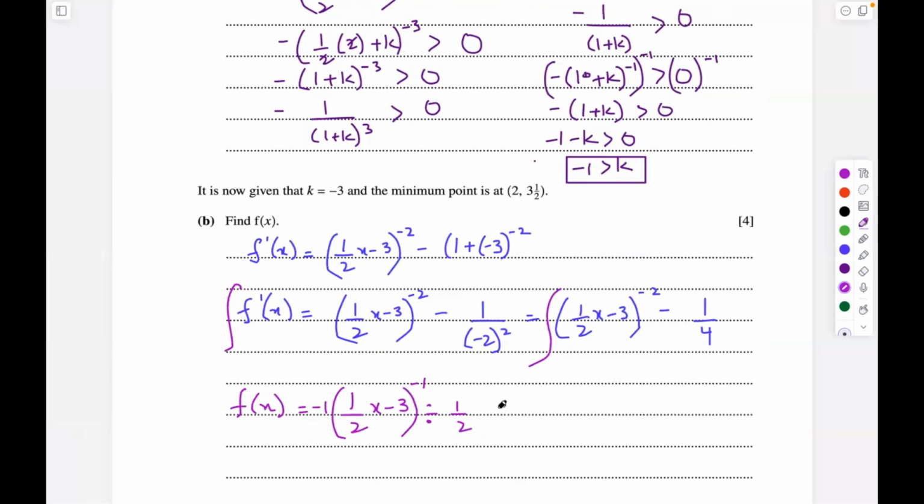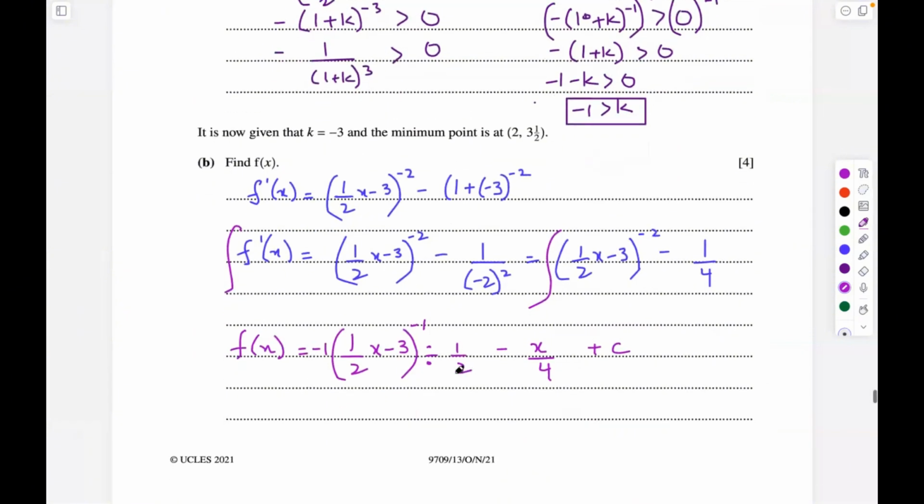And integrating 1 upon 4, that will become x upon 4, or 1 upon 4 x, and we'll add a plus c. We can simplify it, so this 2 will come in the numerator, so f of x will be equal to minus 2 into (1 upon 2x minus 3) to the power minus 1 minus x upon 4 plus c.